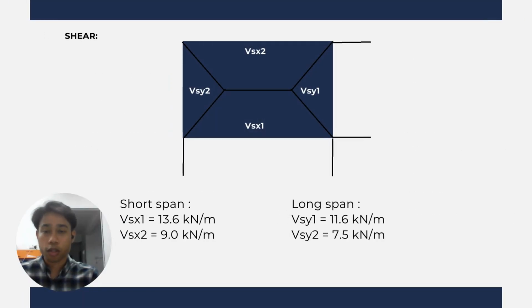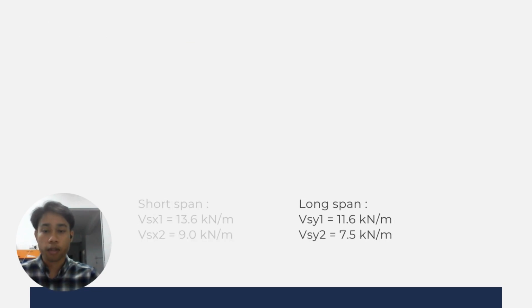Next, we go to shear. After referring to table 7.4, for the calculation, VSX1 we get 13.6 kN/m. For VSX2, 9.0 kN/m. For VSY1, 11.6 kN/m. For VSY2, 7.5 kN/m.